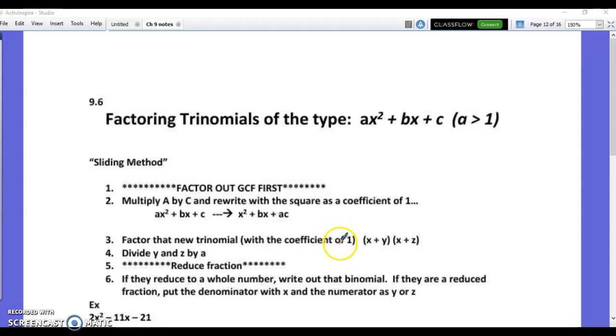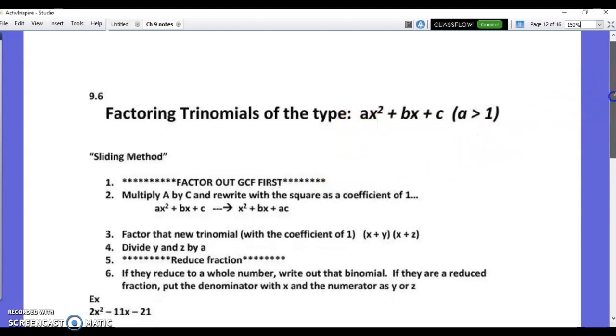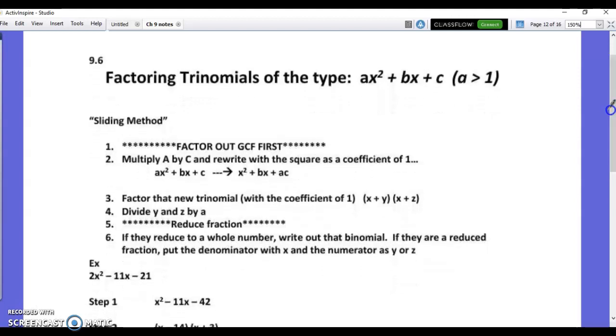All right. So for this lesson, we are going to factor trinomials where a is greater than 1. This is a fantastic method that I discovered a few years back that I really like, slide and divide, or the sliding method, however you want to call it. These are the steps that you're going to use to do it this way. And if you use this, it's going to work, as long as it's factorable. It works every time, makes it nice and neat. So do your best to follow along.